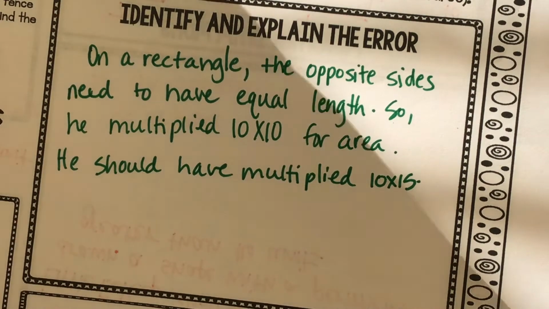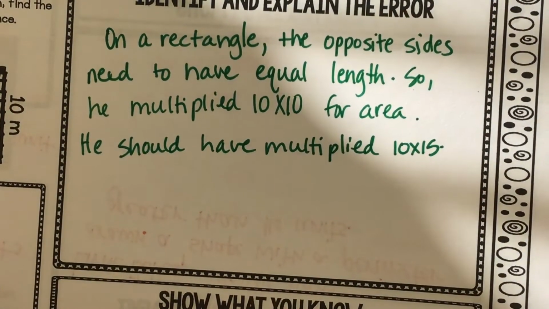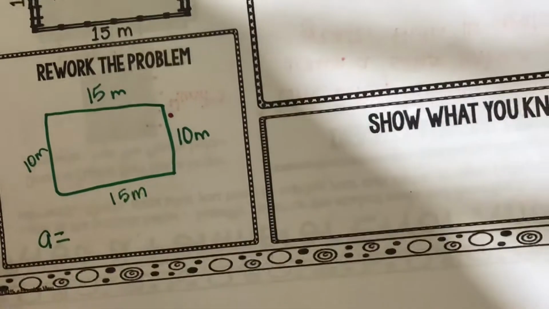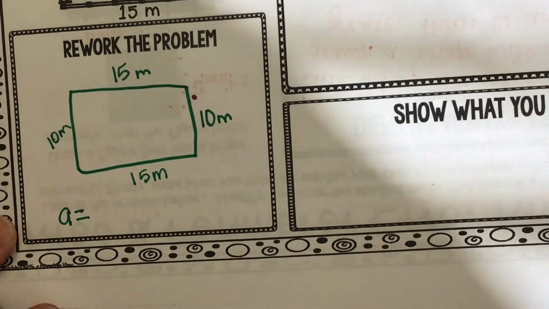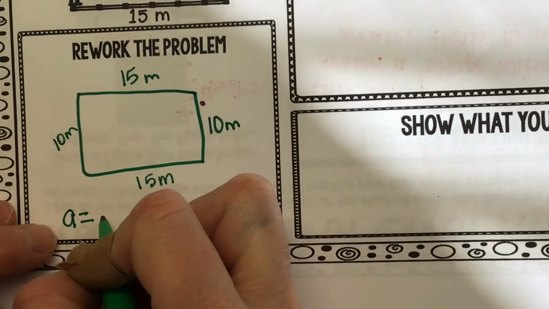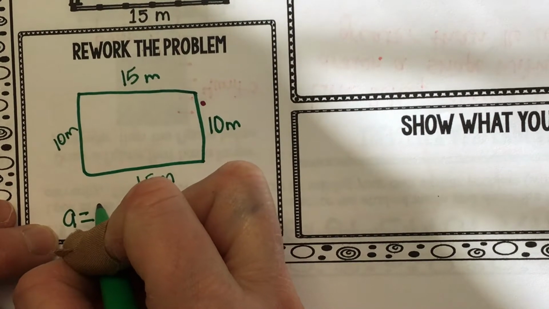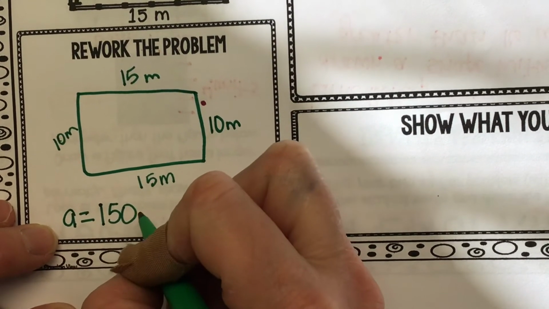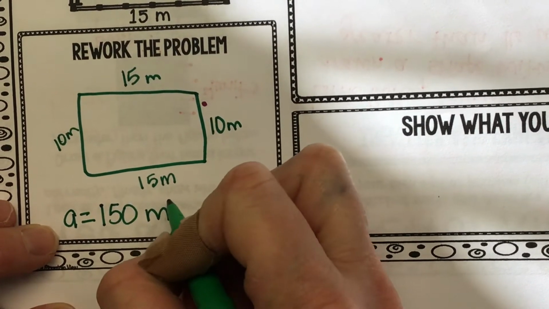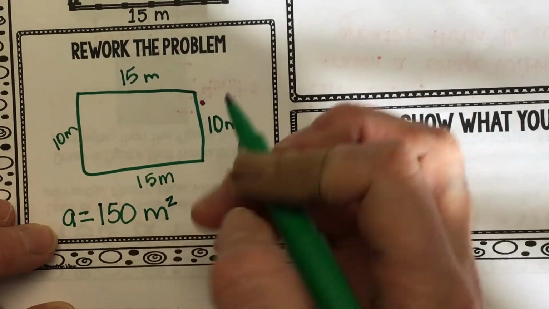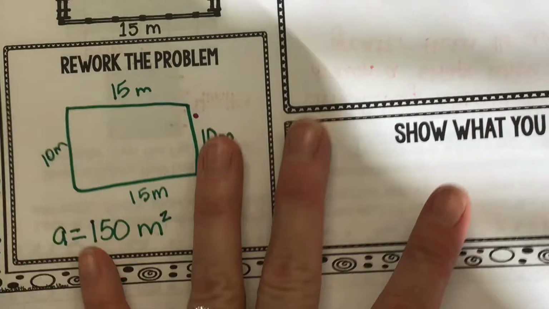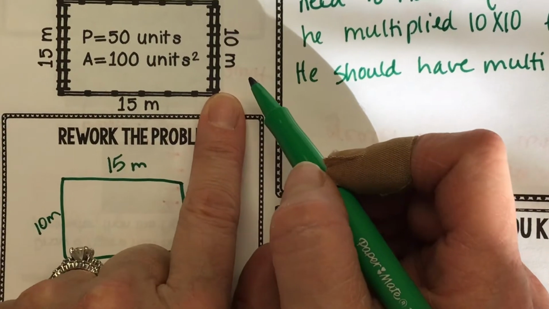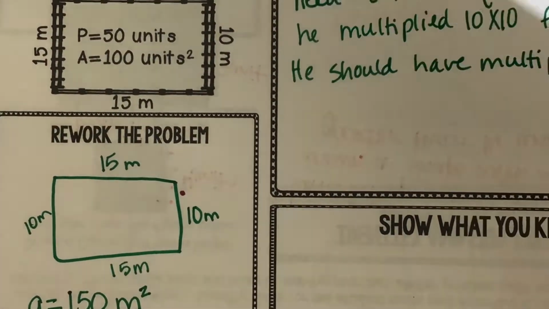Okay, that works. Okay, so what was the area here? What should it have been? Trista. 150 what? Not units. Oh, meters squared. Yeah, he also put units as the unit, and it should have been meters.